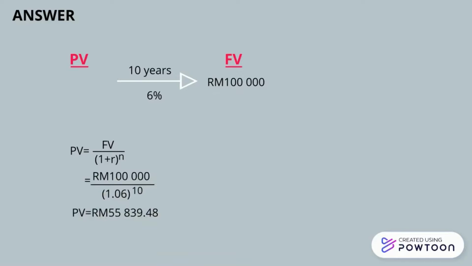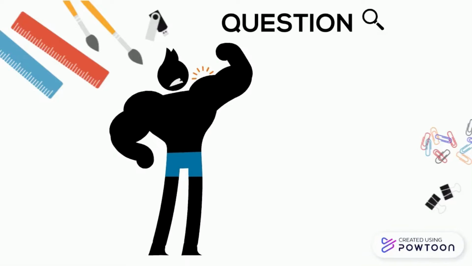We will get PV equal to RM 55,839.48. So, the final answer, the present value, is RM 55,839.48.